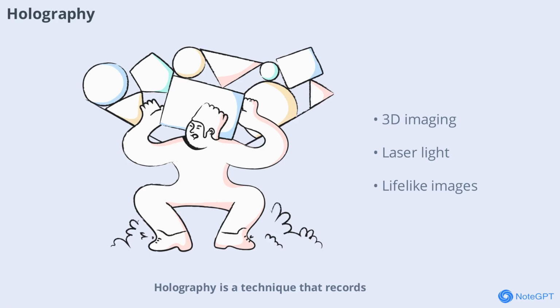Holography is a technique that records and reconstructs three-dimensional images using laser light. Unlike traditional photography, holography captures both the intensity and phase of light waves, creating lifelike images that appear to float in space. This technology is used in security, data storage, and art.